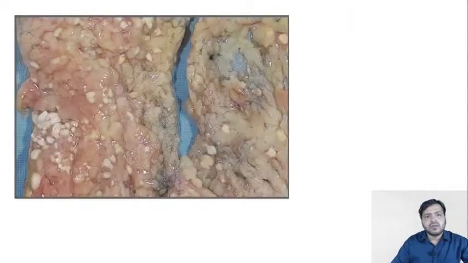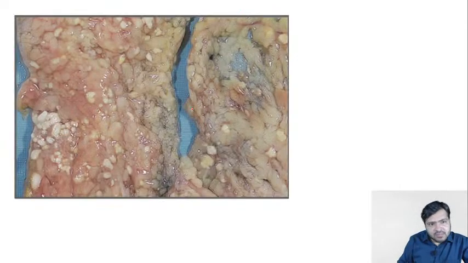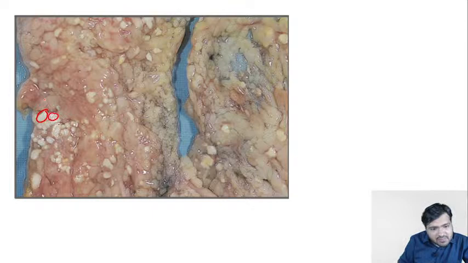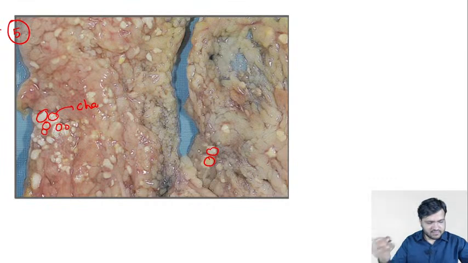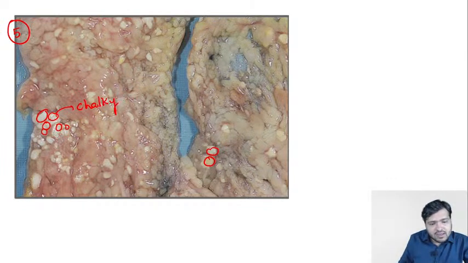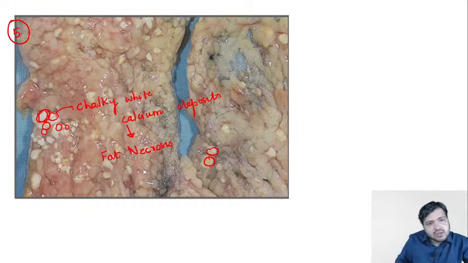Now guys, coming on to this particular image, this is the fifth image. You can see chalky white calcium deposits, which are more prominent over here. You can very well appreciate that these are chalky white calcium deposits, and it is basically fat necrosis, guys, in which you can appreciate the chalky white calcium deposits.